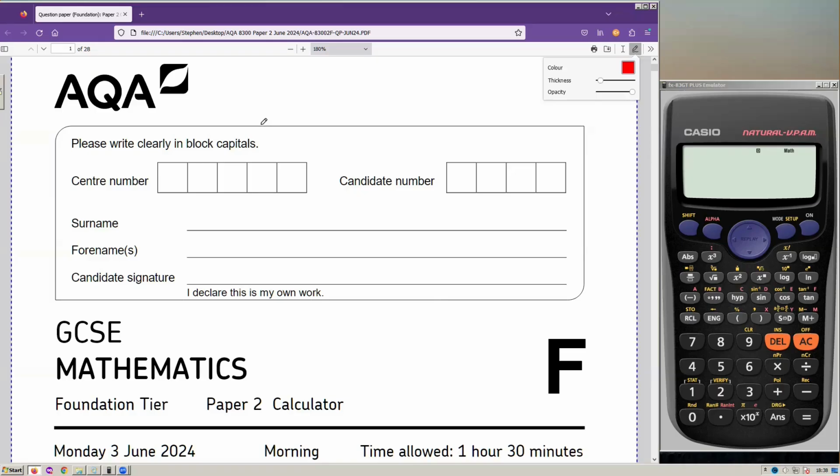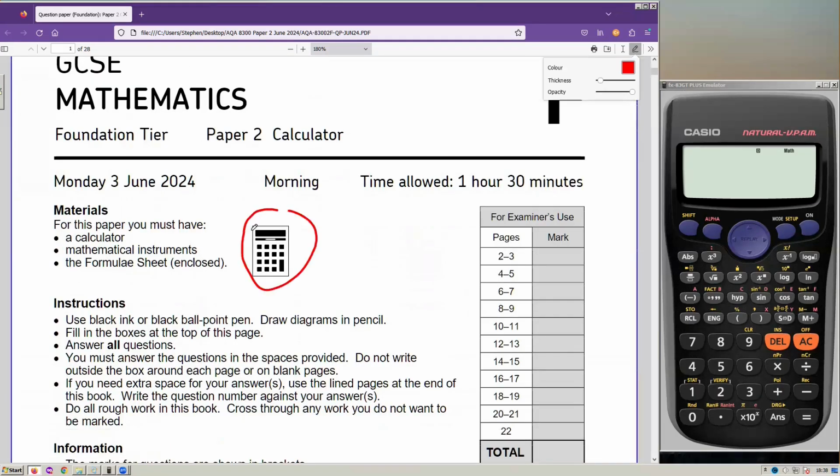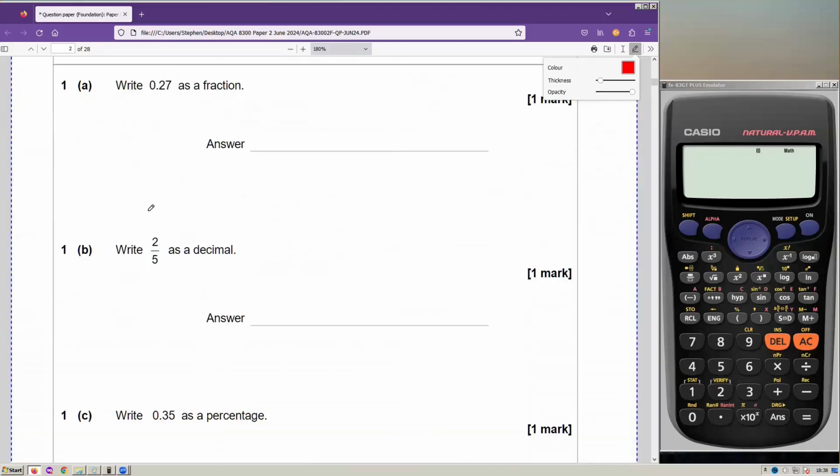Now let's get on with the paper. I like to use a calculator, so we'll make good use of that. Write 0.27 as a fraction. Now I can see it's 27 over 100, but I'll show you we can use the calculator for that. And as usual, it's 1 mark, so we don't need to show any working. So we're going to use the calculator, and if I put in 0.27 go equals, we get straight away 27 over 100. We can use the calculator to do this for us.